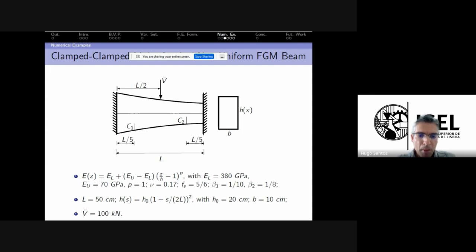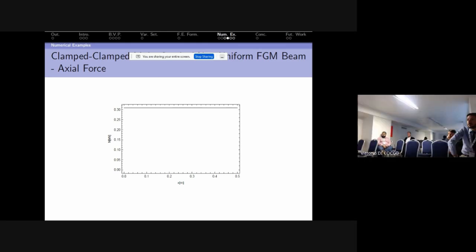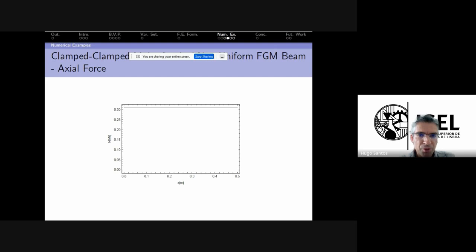Now, a multi-cracked non-uniform functionally graded beam with a transverse tip load. In this case, no reference solution is known. A power law function was considered, and the cross-section variation was assumed to be quadratic. Okay, the beam was considered under the action of shear force, and using this formulation with only two elements again and an exact integration scheme, we obtained this for the axial force.